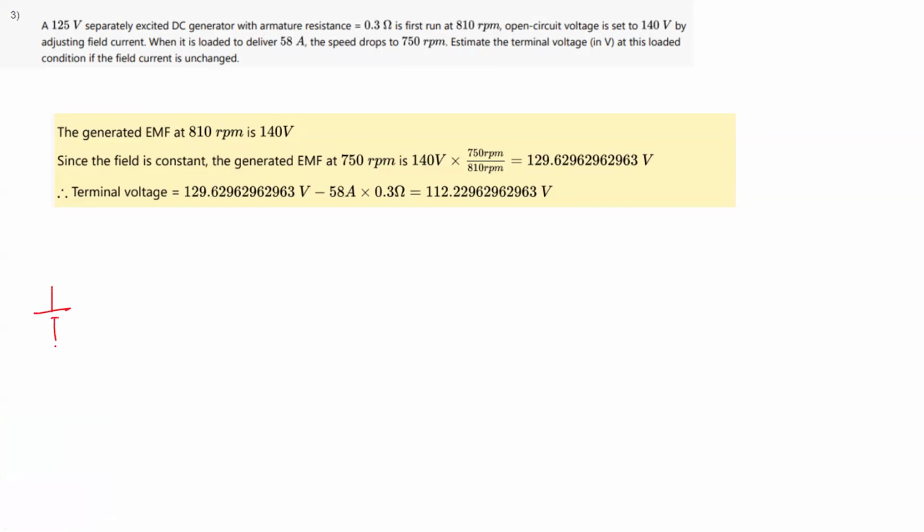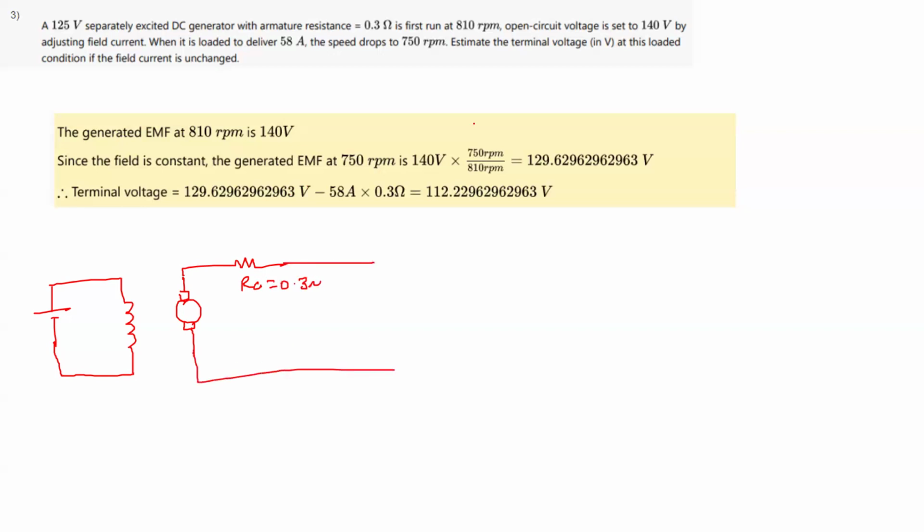So here we have a separately excited generator. So this is RA. Now RA is how much? 0.3 ohms.